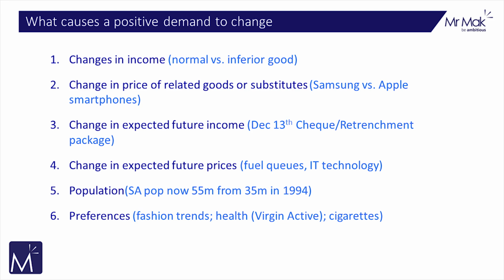A big factor, particularly on the African continent, that is causing shifts in the demand curve is changes in the population. So if you take a look at a country like South Africa, it had in 1994 a population of circa 35 million. That population is now sitting above 55 million. That will definitely have shifted the demand curve for many goods and services that consumers buy.